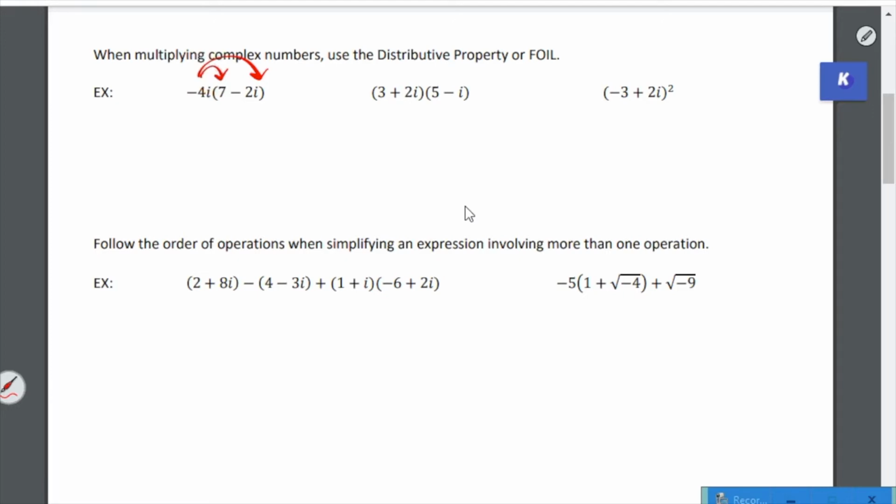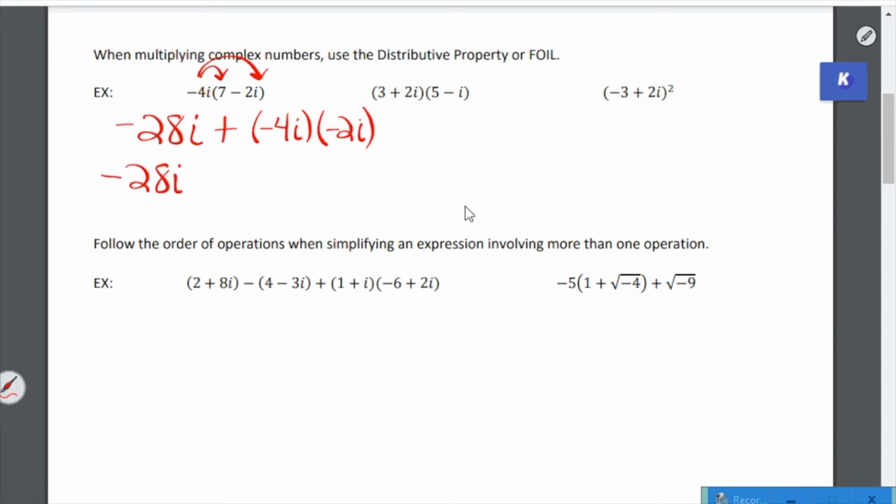So -4 times 7 becomes -28, and then the i just tags along. And then as I distribute this next piece, I'm going to go ahead and write a plus. I want to show you, I'm going to do -4i times -2i. I want to put that there so you can look at it, and you can actually see it there next to each other. So this front part is going to just stay the same, -28i.